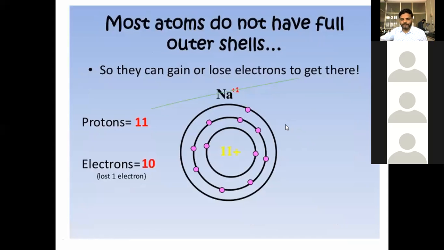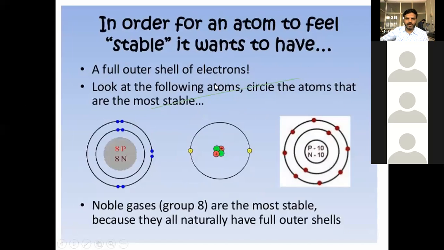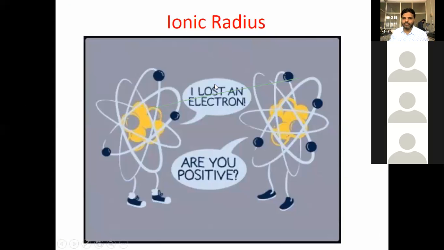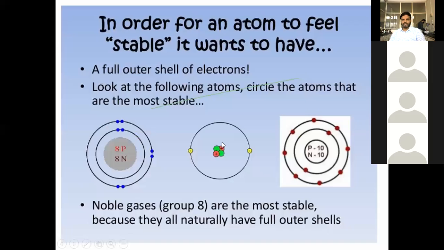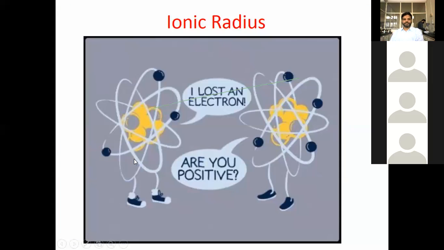Okay, so next is the ionic radius. How are ions formed? When one atom loses an electron, it gets converted into an ion. When the other atom accepts the electron, it gets converted into an ion. Suppose these two atoms are having a conversation. What are they doing? They are talking. What kind of talk? I lost an electron.